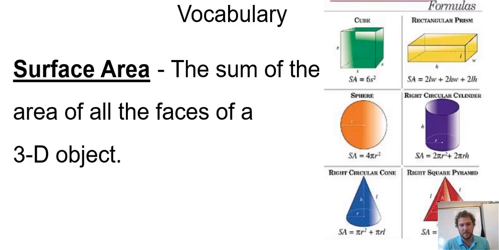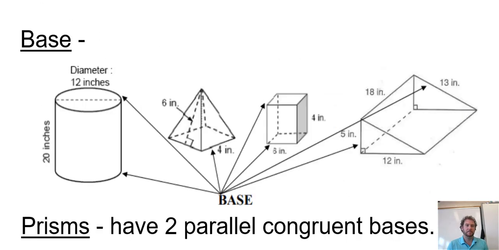Surface area. Well, what is surface area? Surface area is the sum of the area of all the faces of a 3D object. And when I say faces, I mean the sides, right? If you think of a three-dimensional object and you were to pull it apart into all of the two-dimensional shapes that make it, right? If I could find the area of all of those two-dimensional shapes and then add them together, that would be my surface area.